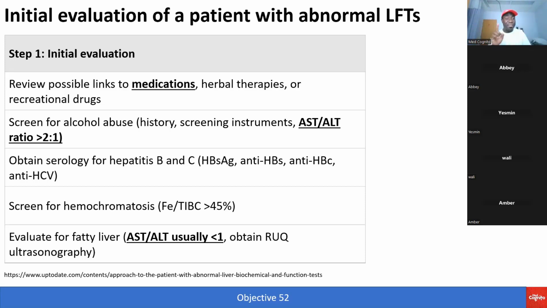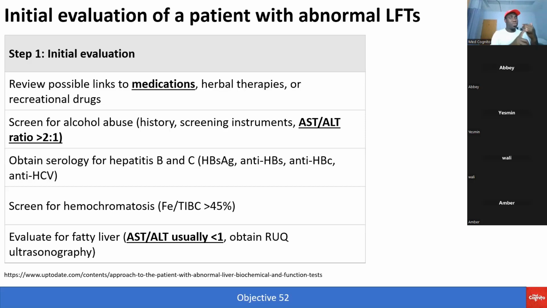Don't forget that you already have a calculator in the exam on the board, and I'll compare the AST level to the ALT level. If they're asking me for the diagnosis, and I have an AST to ALT ratio of more than 2:1, say AST is about 2,000 and ALT is about 800, then I'm thinking about alcoholic liver disease. You also want to ask questions in relation to risk factors for conditions like hepatitis B and hepatitis C.